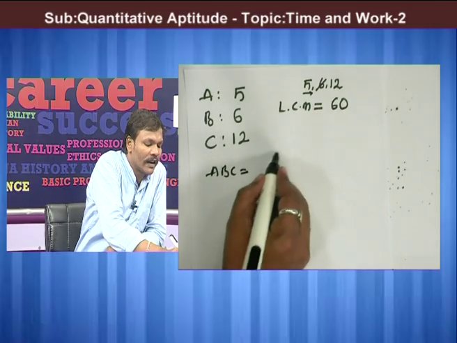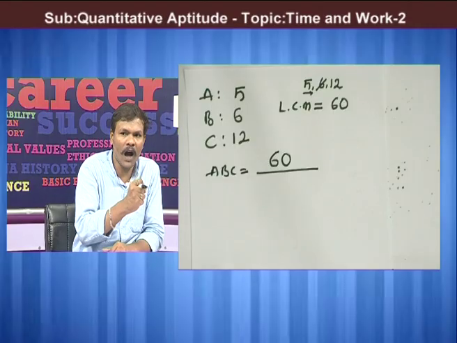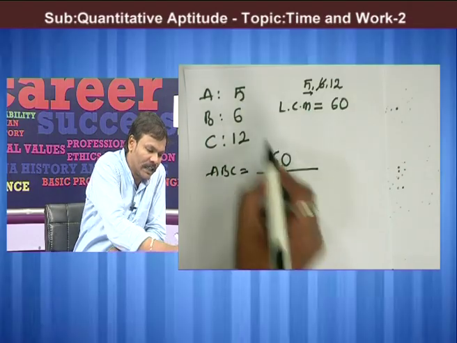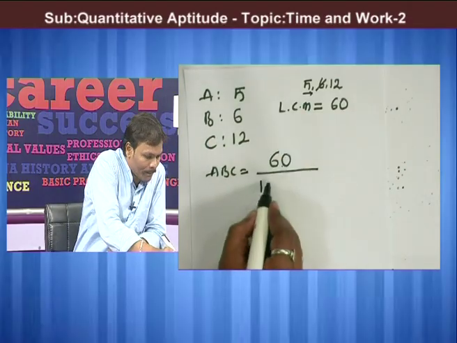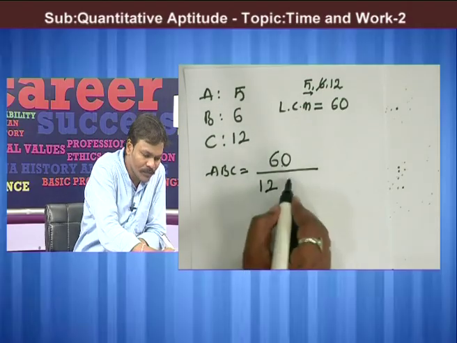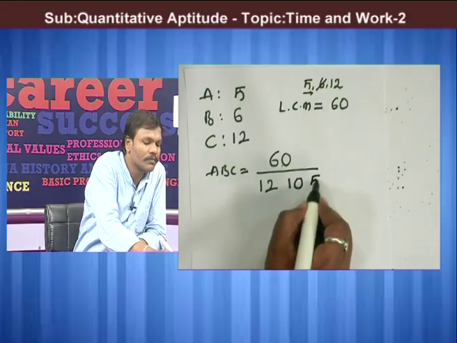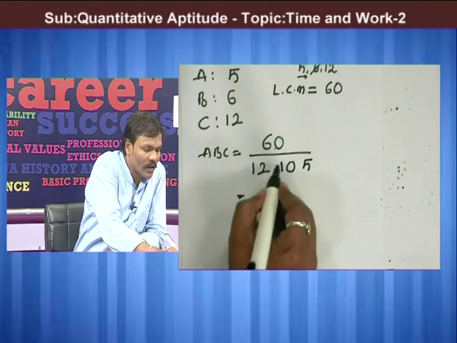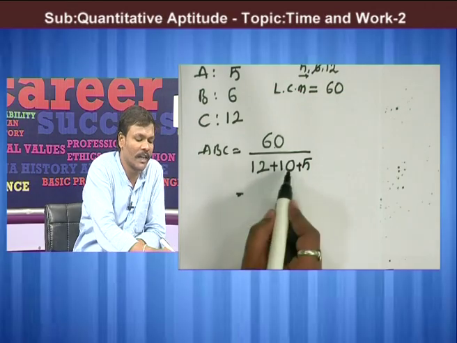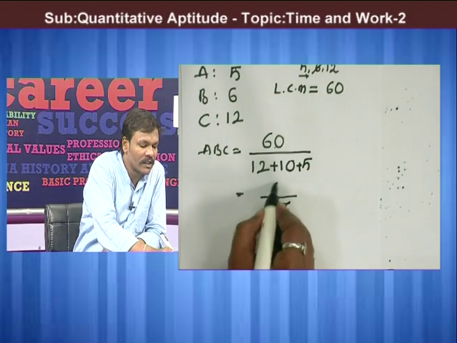In the numerator it is the LCM, and in the denominator, working together means adding all the values of A, B, C. So 5 into how many times is 60? 5 twelves, 12. Is it clear? Next, 6 into how many times is 60? 10 times. 12 into how many times is 60? 5 times. Right. Now all together, all are plus. 12 plus 10 is 22, 22 plus 5 is 27. So it is 60 by 27.